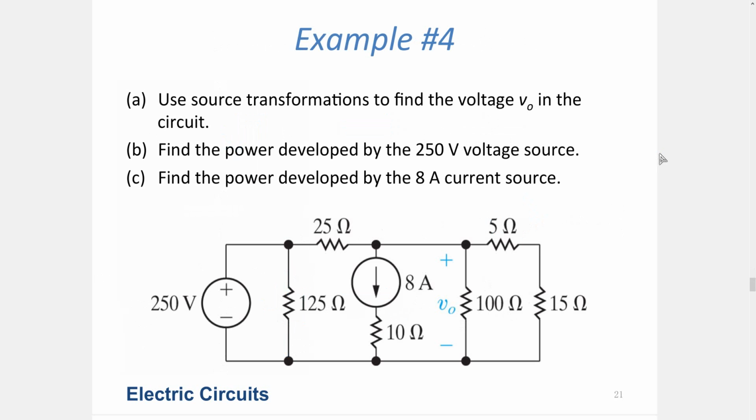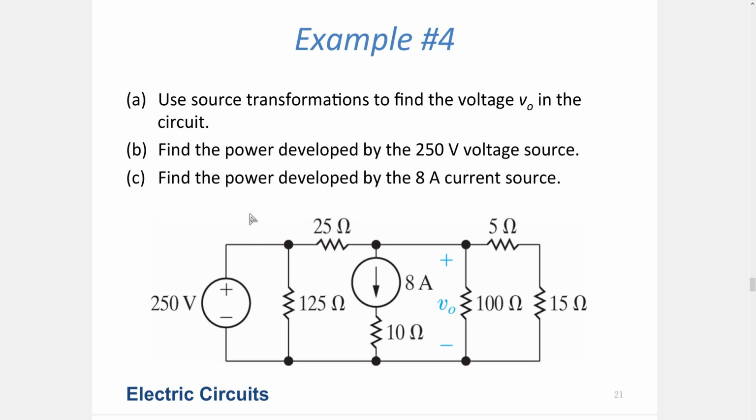There are interesting cases. For instance, if we work over an example, use the source transformation methods to find the voltage V0 at this point, and across the 100 ohms resistor, find the power developed by the 250 volts voltage source, and find the power developed by the 8 amps current source. Okay.